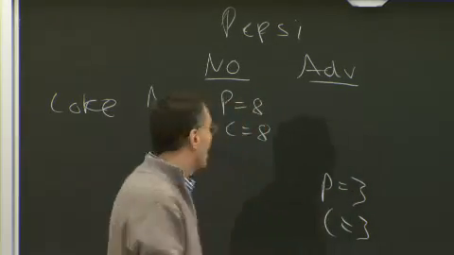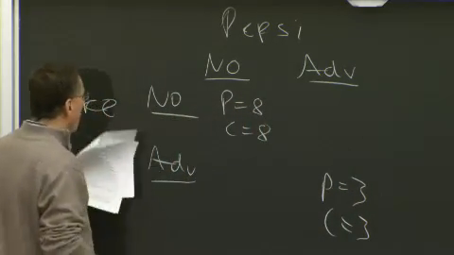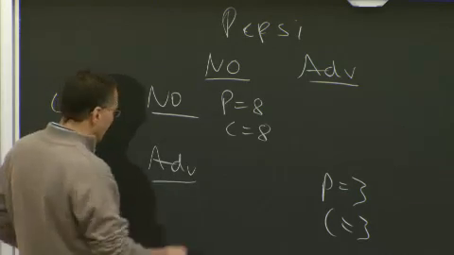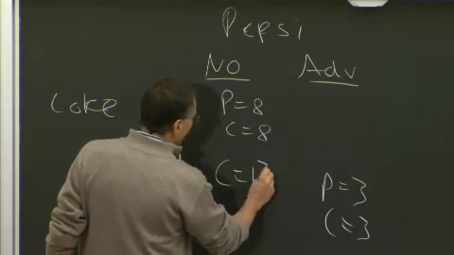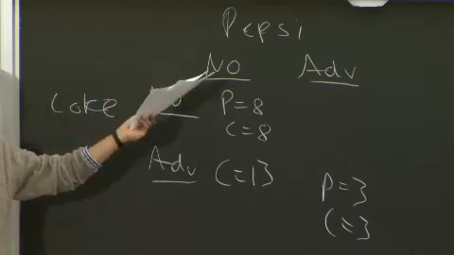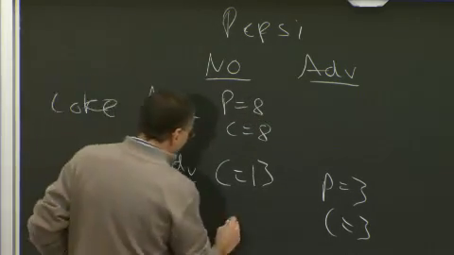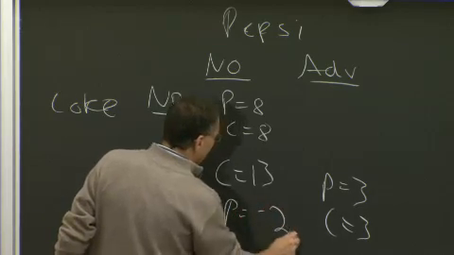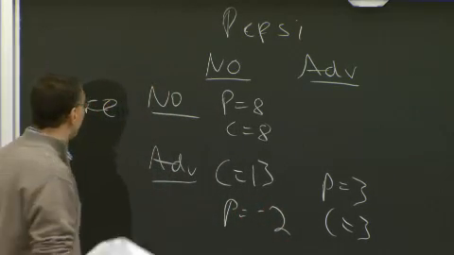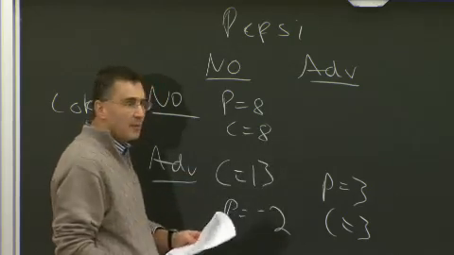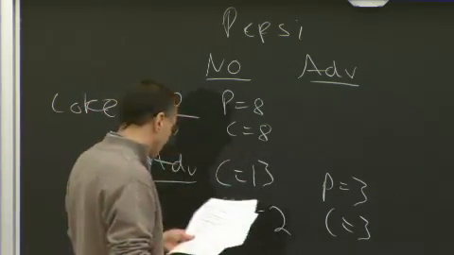However, if Coke advertises and Pepsi doesn't, then all of a sudden everybody sees Coke, Coke, Coke everywhere. It's like Pepsi, never heard of that. Okay? Coke makes $13 billion and Pepsi loses $2 billion. And likewise, if Coke doesn't advertise but Pepsi does, people are like, never heard of Coke, I'm going to drink Pepsi. Okay?